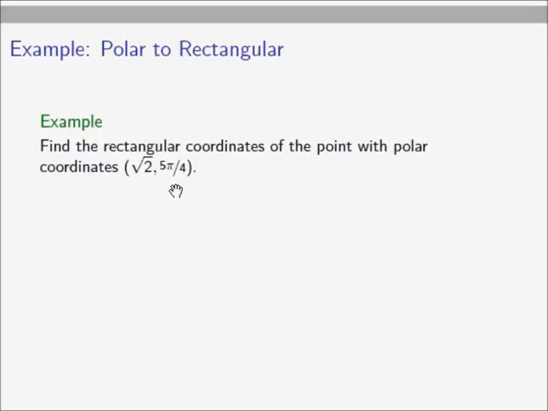Find the rectangular coordinates of the point with polar coordinates square root of 2 and 5 pi by 4. Before I do it and show you what the answer would be, I would like you to try it on a piece of paper.